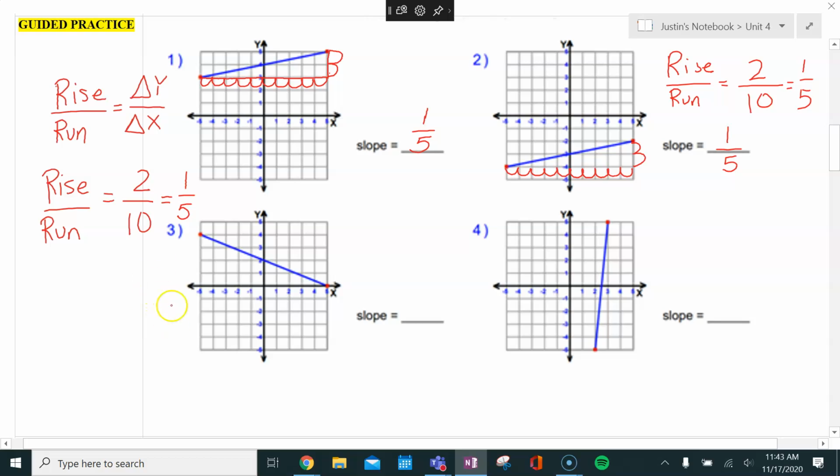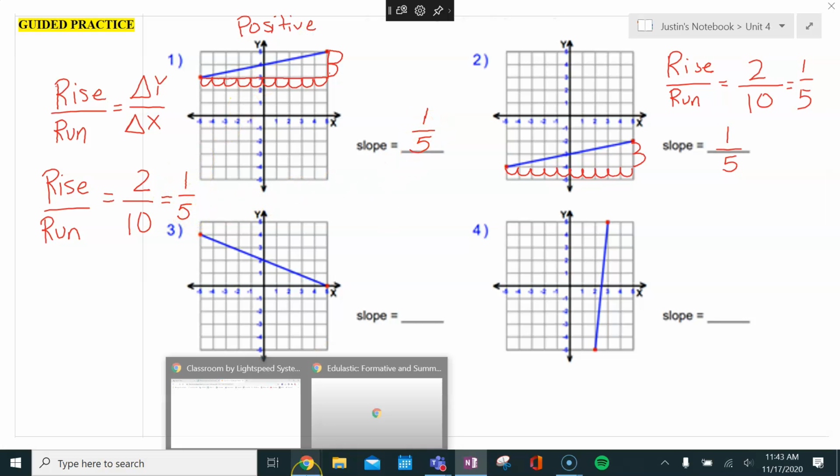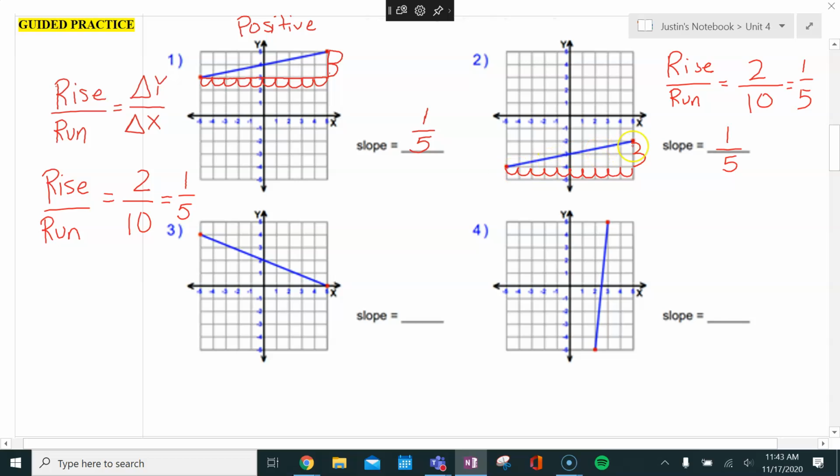Okay, also what's very important to notice is if I look at number 1, from left to right it is going upward, so this is a positive trend, which means my slope also has to be a positive number, which is positive 1/5. Same thing with number 2, from left to right it's going upward, it's a positive trend, so it's got to be a positive number.